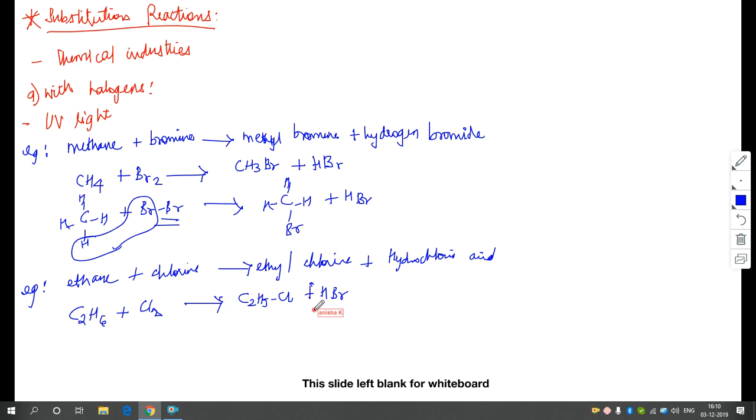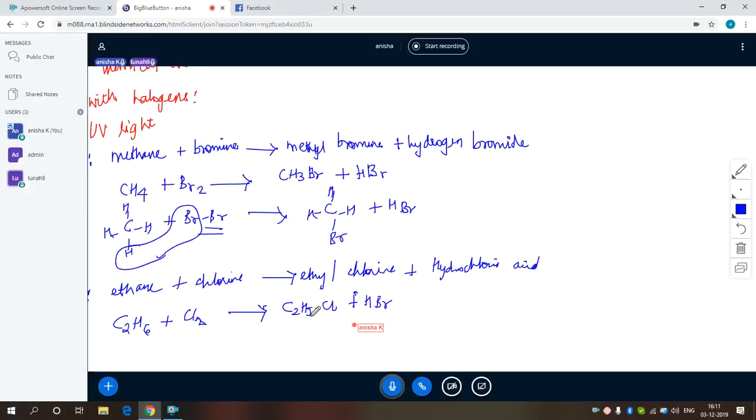Is it balanced? Is it perfect? Yes. So you understood how a chemical reaction with a halogen is happening? Okay. Shall we move ahead? Yes.